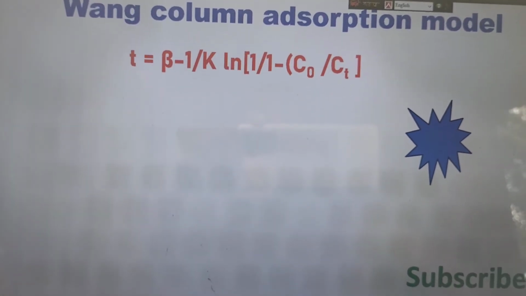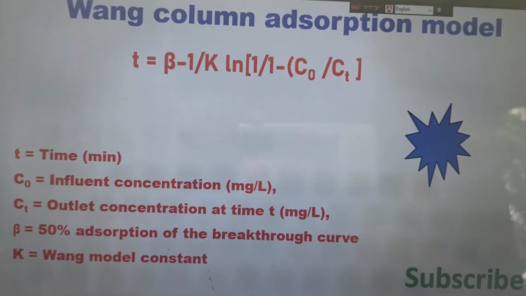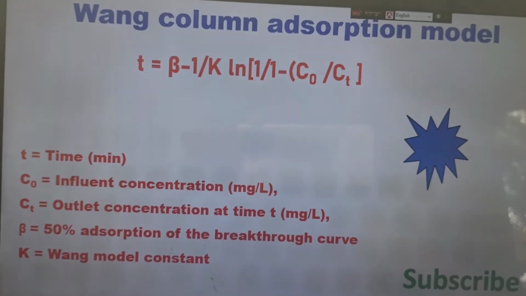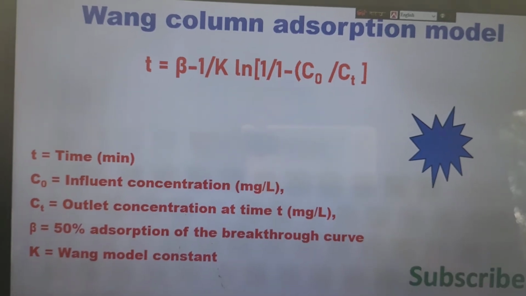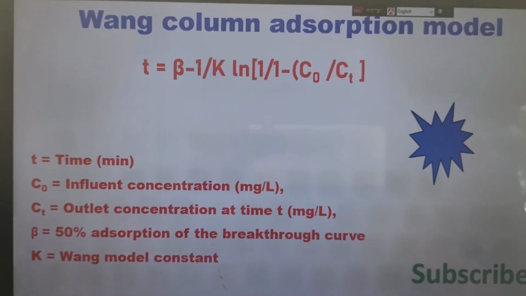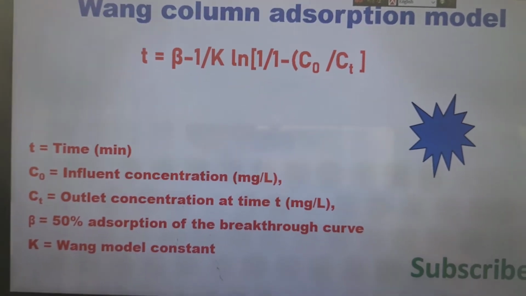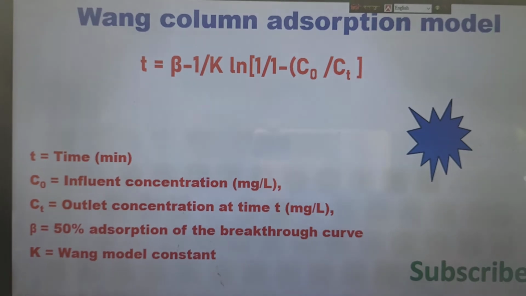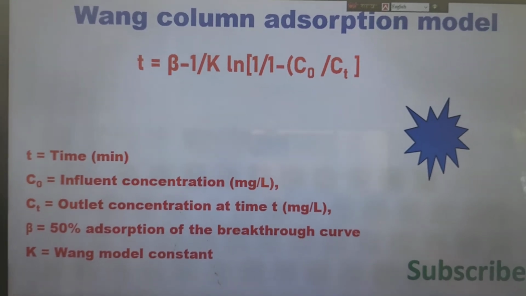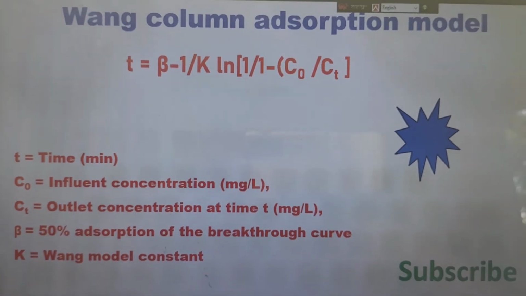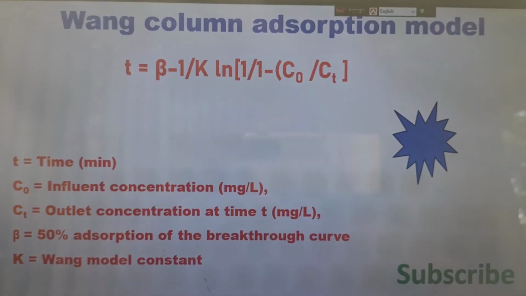Well, the Wang column adsorption model equation can be written as t = β − (1/k) ln[1/(1 − C0/Ct)], where t is time, C0 is the influent concentration, Ct is the outlet concentration at time t, β is the 50% adsorption of the breakthrough curve, and k is the Wang model constant.